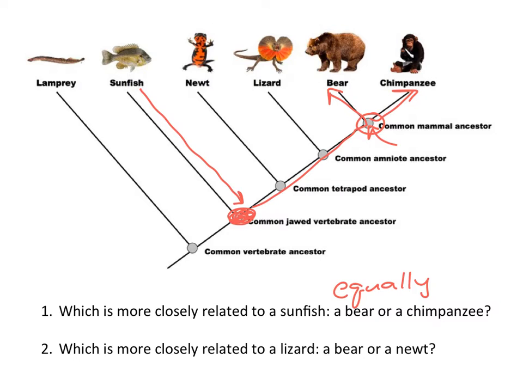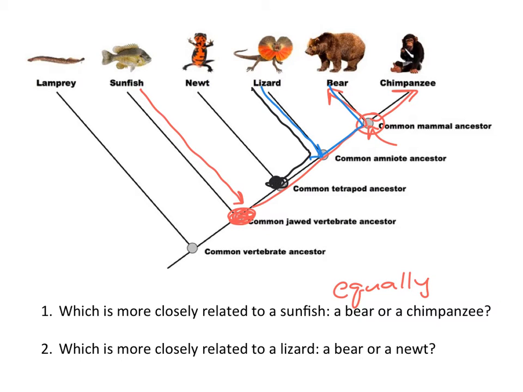On the other hand, what's true about the second question? When you focus on a lizard, who's more closely related to the lizard, the newt or the bear? So you go back to the lizard branch to find a common ancestor. You go least far back in time to find the common ancestor of the lizard and the bear. You have to go farther back in time to find the common ancestor of the lizard and the newt.